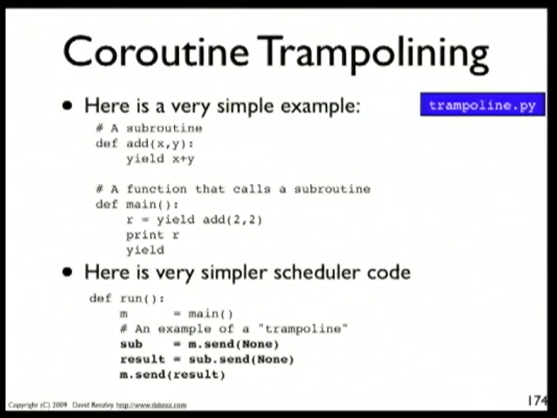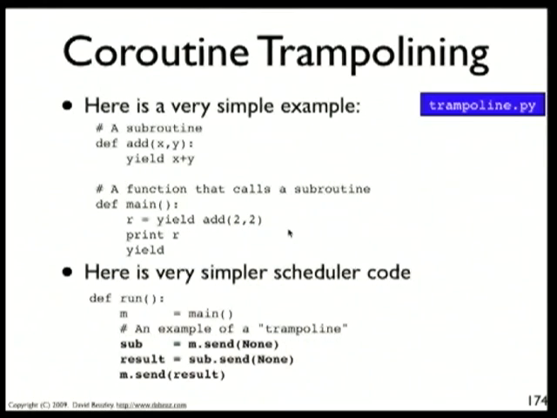So let me pull up the code here. What I've got here is this add function, which is meant to be a subroutine, kind of like a suspendable coroutine. Basically, it takes two inputs, x and y, and yields the result x plus y. Looks a little weird. It looks like a function, but it's doing some funny business with the yield statement. What you might want to do in this main function is say r equals yield add 2 and 2, print r, where this implements a subroutine call.